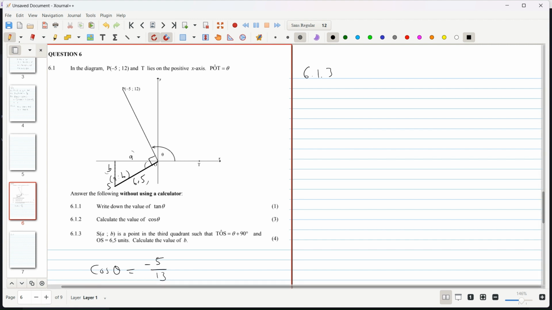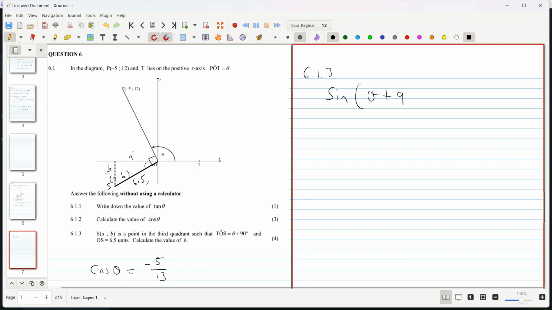So we need to calculate the value of B. How do we calculate it? B is our opposite, so we have sine. Remember our theta, now we add our 90, so it will be sine of theta plus 90 degrees. Our opposite is B, and our hypotenuse we are given, which is 6.5.